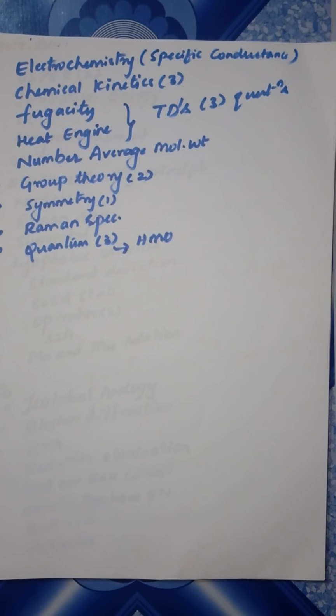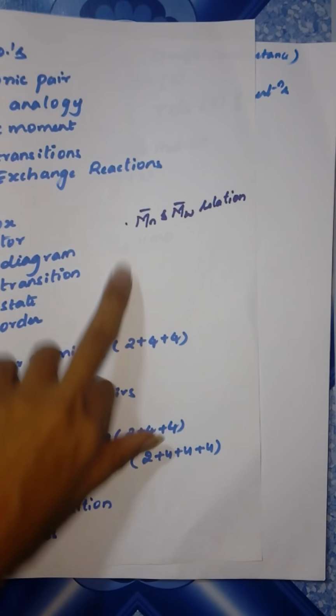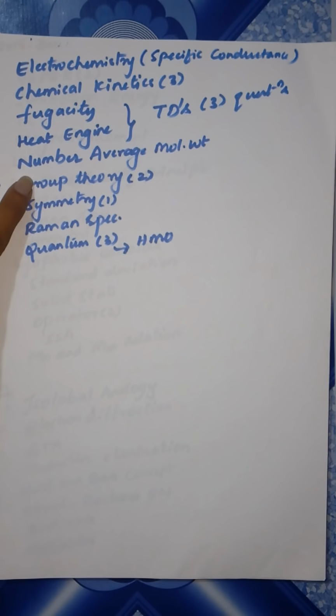And then number average molecular weight, see, this is the plus point. You got a 2 marker Mn and Mw relation and also a 4 marker. So this is the plus point of reading small chapters. Sometimes you may get 4 plus 4 or 4 plus 2, right?